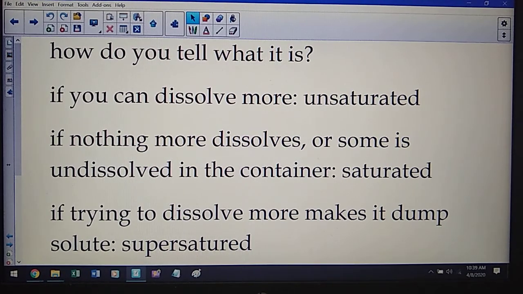So how do you tell? You try to dissolve more. Please notice that the only one that has stuff on the bottom of the beaker would be saturated. If there's stuff on the bottom of the beaker, it must be saturated. Can't be supersaturated or unsaturated.